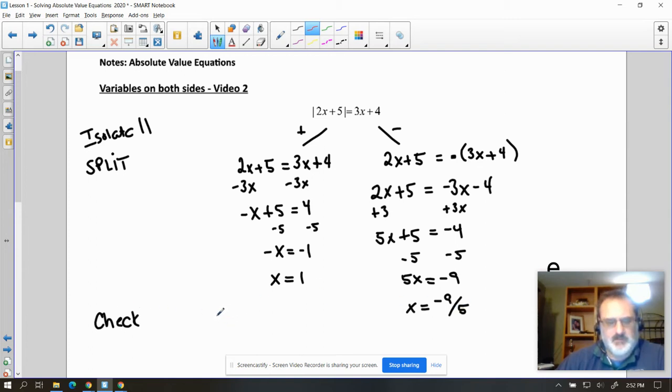So I'm going to check out 1. The absolute value of 2 times 1 plus 5 should equal 3 times 1 plus 4. Let's check it out. 7 equals 7. That's a true statement. So 1 is actually one of my solutions.